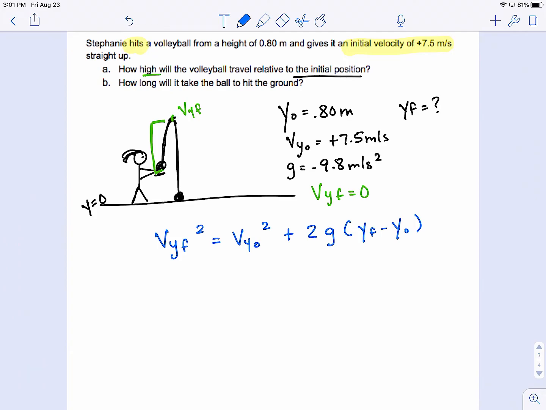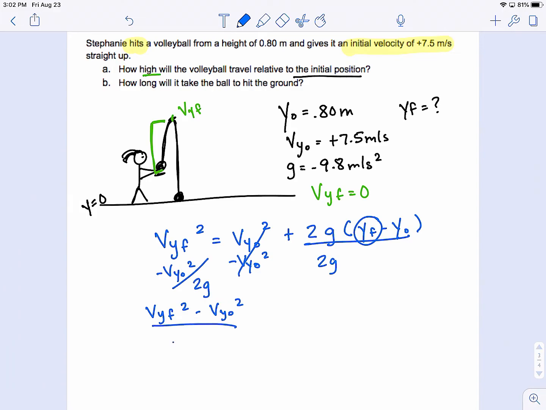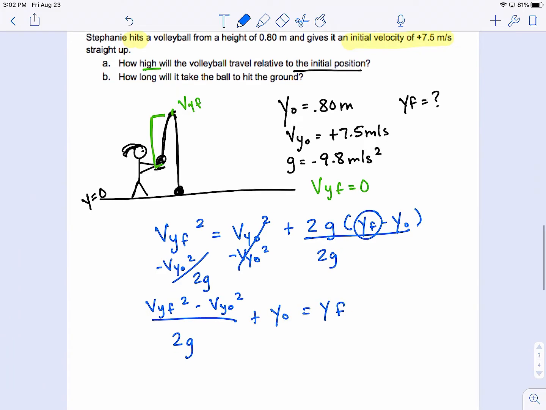So I'm going to rearrange this equation to solve for this Y final. First thing I'm going to do is subtract the Vy naught squared from both sides. So Vyf squared minus Vy naught squared. Then I'm going to divide both sides by 2G. And then I'm going to add over the Y naught. And that should give me the final position.